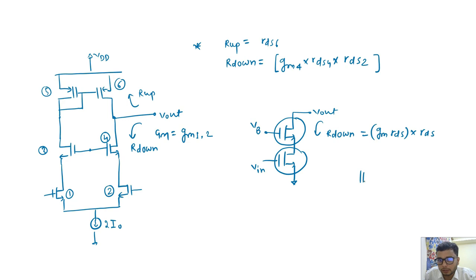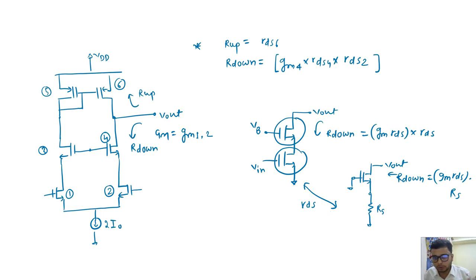So this can be simply understood from any structure for any NMOS. If this is the degenerated resistor RS, then if we calculate the R down, it is nothing but gm of the transistor, RDS of the transistor times this RS. So instead of this RS, we have here the device resistance, which is RDS of the lower device. So this is the way you can use the small signal model. You can easily calculate, so no need to calculate again.